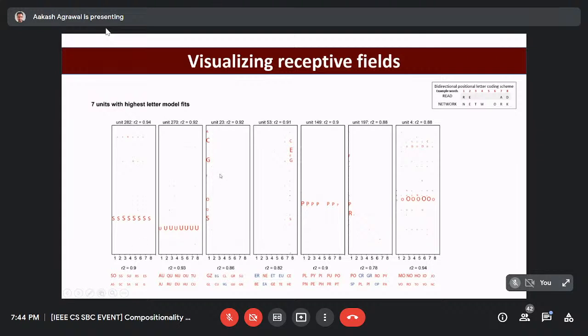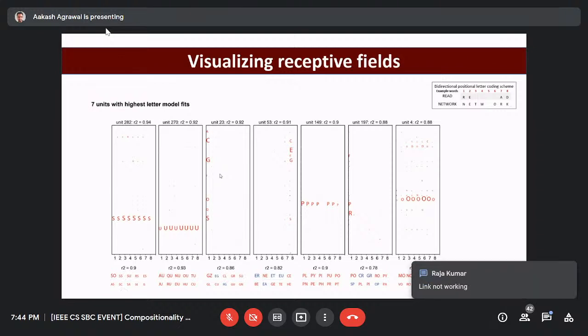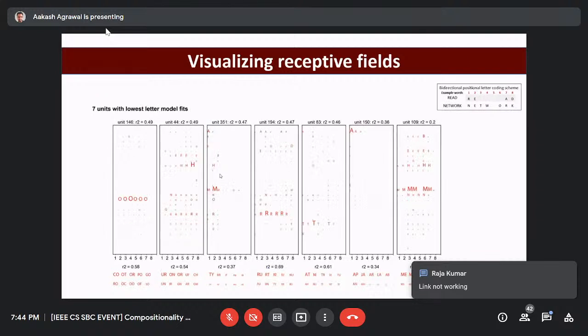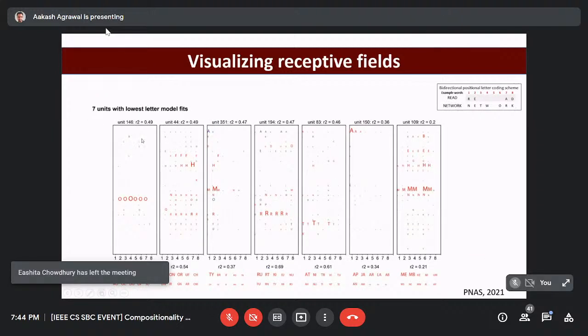And although this looks, it's not very clear. Although there are some units with such clear selectivity to either letter shape or position, not all units have such properties. There are some units where the model fits are not so great, and the selectivity is quite diverse. It's a mix of both letter and position, and it's difficult to interpret what that indicates. But in general, we know that they have an edge-aligned encoding scheme.